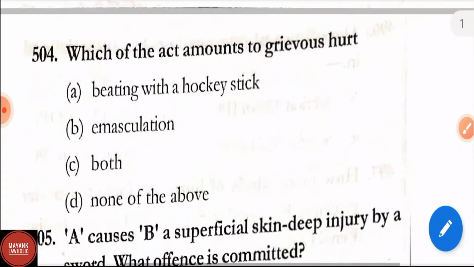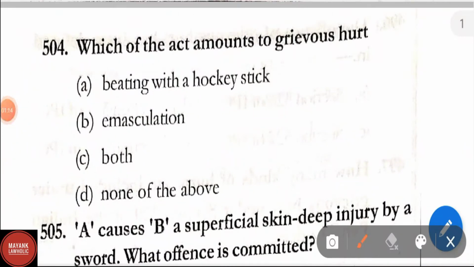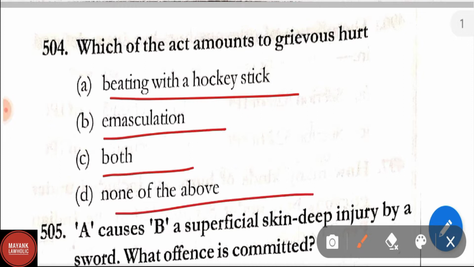Question number 504. Which of the act amounts to grievous hurt? Options are option A, beating with a hockey stick, emasculation, both, none of the above. Correct answer is option B, that is emasculation.